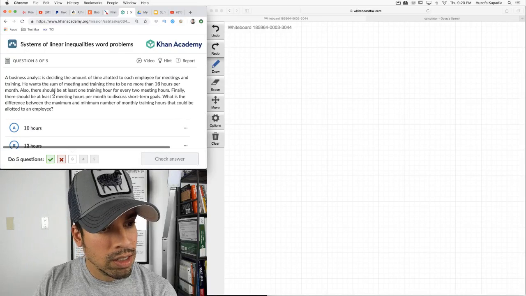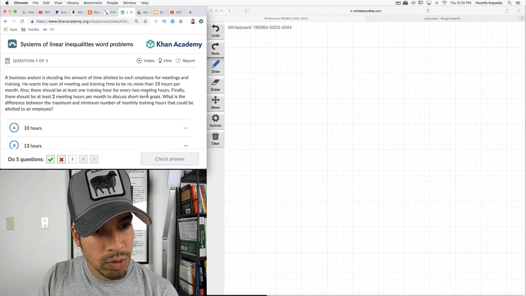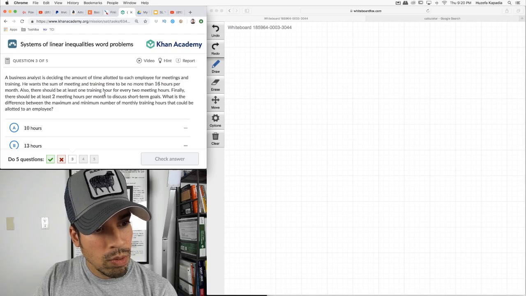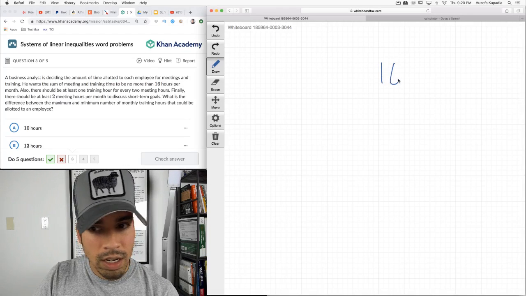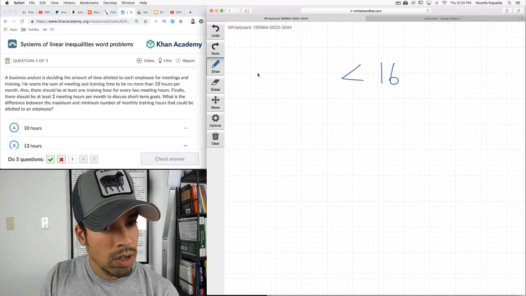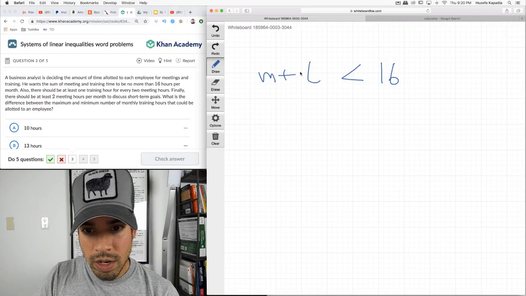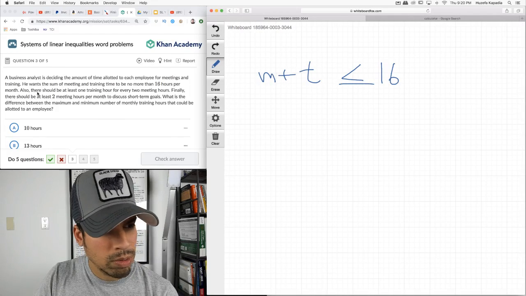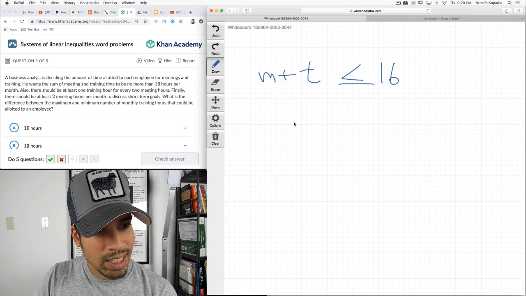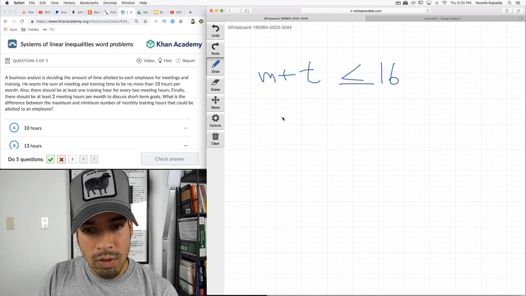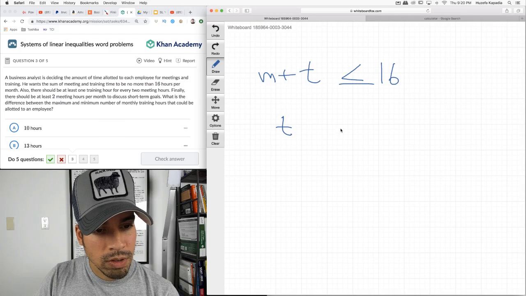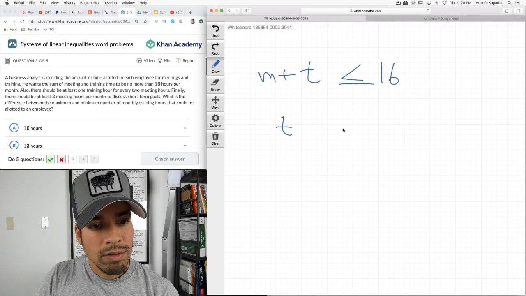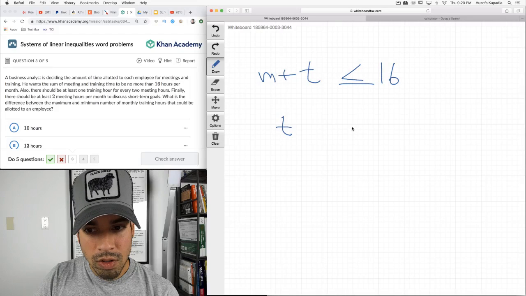Here we go. A business analyst is deciding the amount of time allotted to each employee for meetings and trainings. He wants the sum of meeting and training time to be no more than 16 hours per month. Also, there should be at least one training hour for every 2 meeting hours.